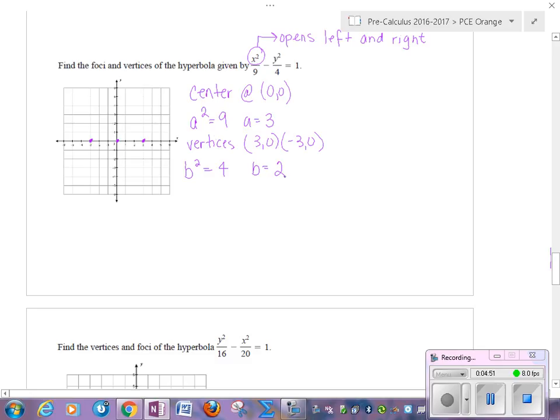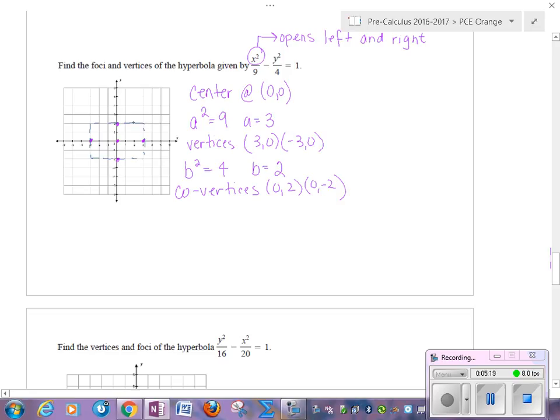Because the hyperbola opens left and right, your vertices are on the x-axis. Your co-vertices in this case are going to be on the y-axis. So your co-vertices are going to be at (0, 2) and (0, -2). Together, those 4 points are what's going to form your rectangle. So you can go ahead and box in that rectangle.